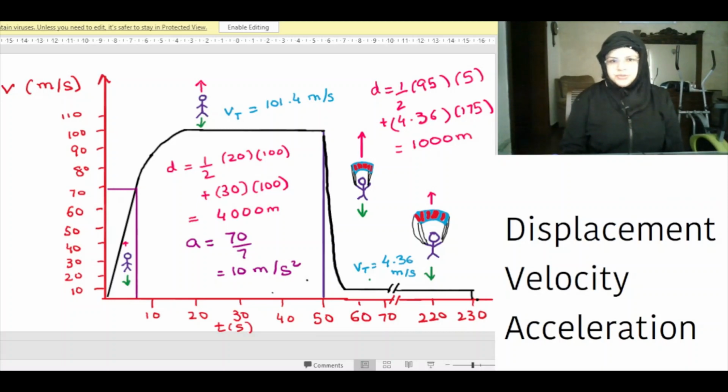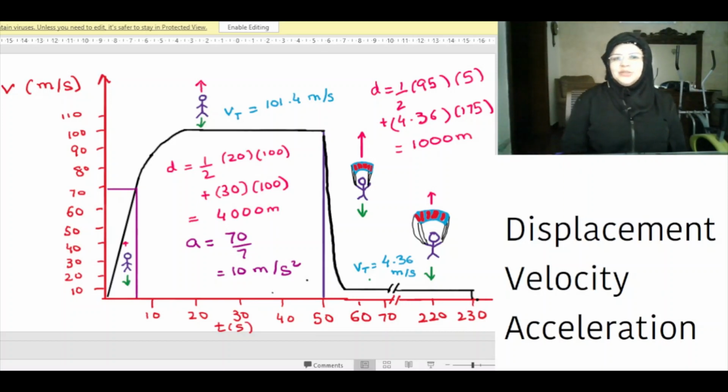Then the parachute is open. The area of the parachute causes drag force to increase greatly. Since the drag force is greater than the gravitational force, the velocity decreases. Because the velocity decreases, the drag force also decreases. A point is reached when the drag force is again equal to the gravitational force. In that case, we say that the second terminal velocity is reached. The value of the second terminal velocity in our case is 4.36 meter per second.